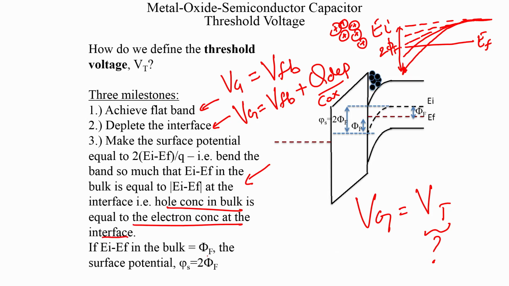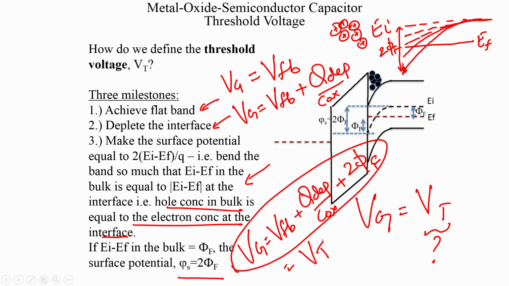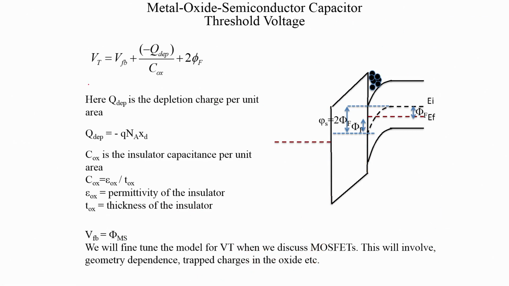At this point the surface potential is 2 phi f, and you have added enough charge to make Vg equal to Vfb plus the depletion charge term plus 2 phi f. When you have added enough charge to make all this happen, then you can say that you have reached threshold voltage, and therefore the threshold voltage has these three components.